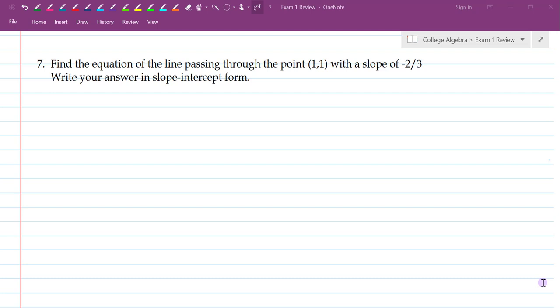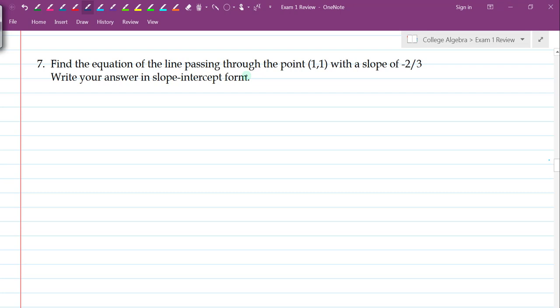Problem number 7 on the review says find the equation of the line passing through the point 1, 1 with a slope of negative 2/3. Let me switch colors, there we go. It says write your answer in slope-intercept form.